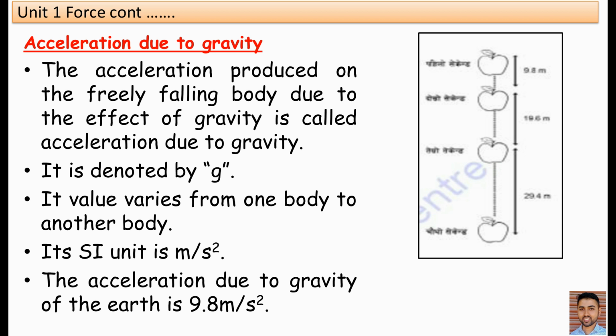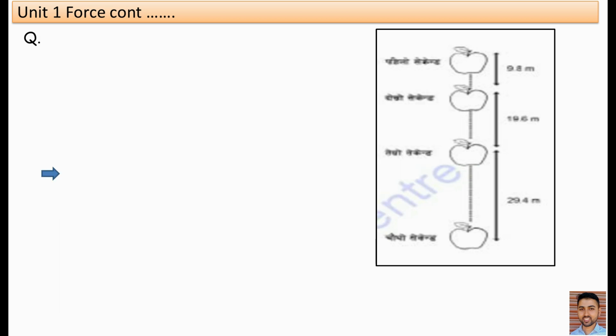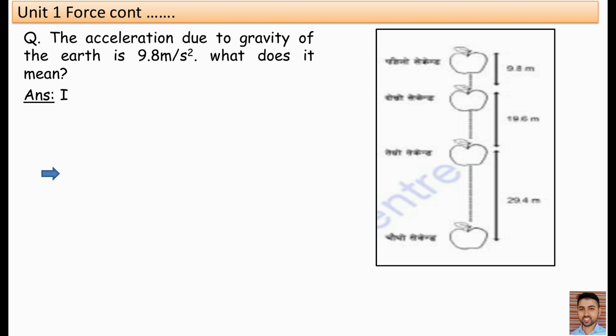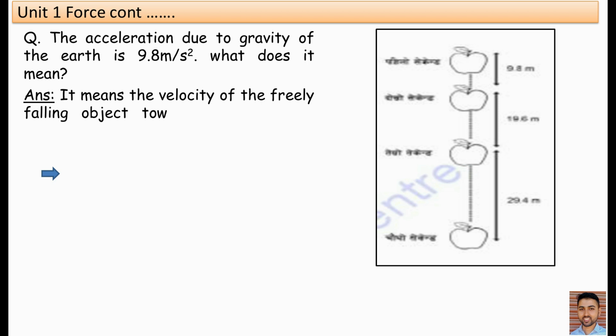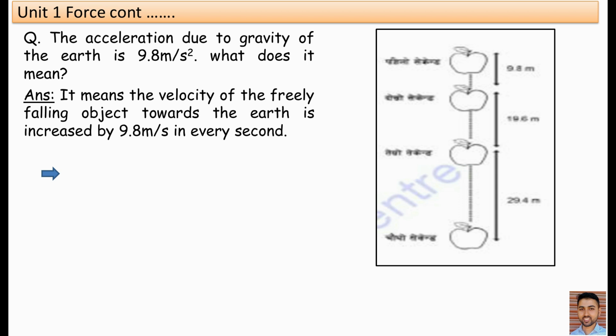The acceleration due to gravity of the earth is 9.8 meter per second square. Meter per second divided by second. One question: the acceleration due to gravity of the earth is 9.8 meter per second square. What does it mean?